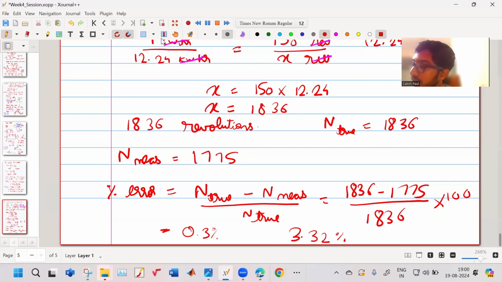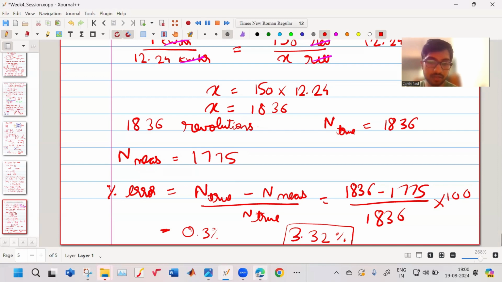So Niranjan, actually, I think probably you missed multiplying some. Okay, sir. Yes. So it is 3.32%. So this much is the error which was there in our instrument.